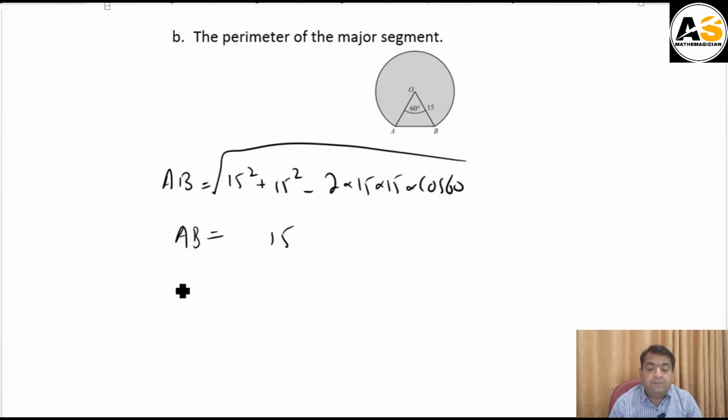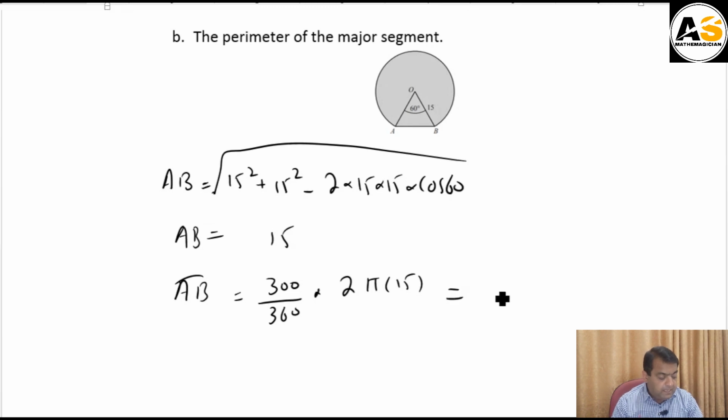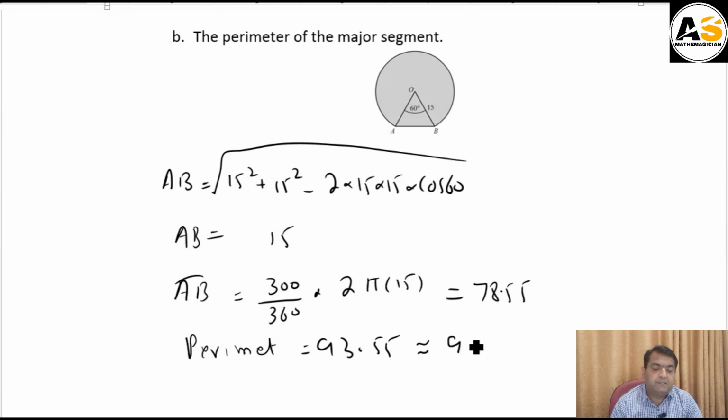And arc length AB will be equal to 300 over 360 into 2 pi r. In simplified form, this arc length will be equal to 78.55, and hence perimeter will be 93.55, approximately equal to 93.6 centimeter. I hope this is clear.